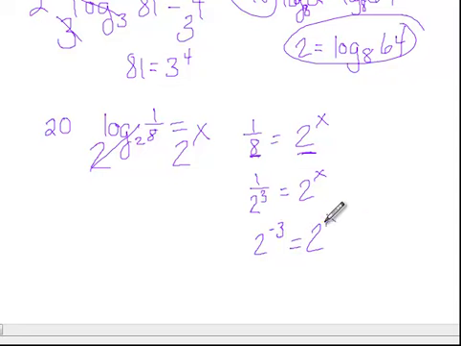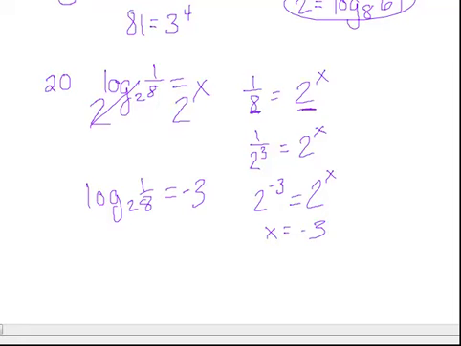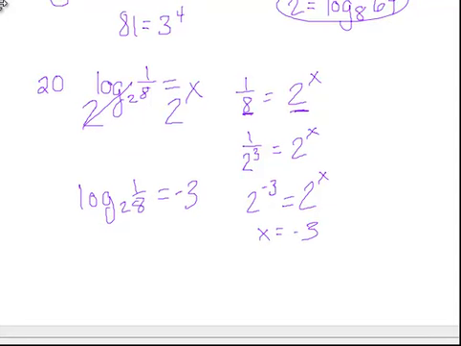So therefore, the only possibility for x is to be negative 3. So our final answer here is going to be negative 3. x is equal to negative 3. So this logarithm can be simplified to be negative 3. Okay, so that's what we're doing with our logarithms and exponentials. We're relating them to each other.